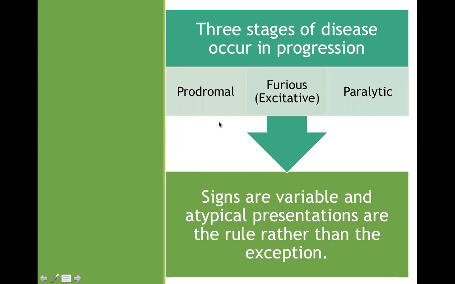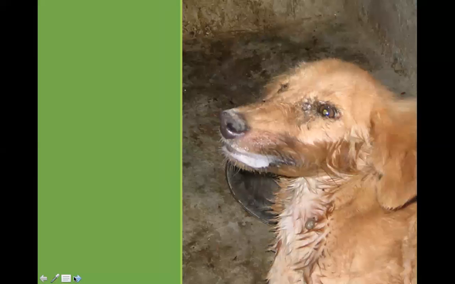And the signs here, there's the prodromal phase, but I think what most people think about is the furious phase. And then it would advance to the paralytic phase. When we see them, think about a rabid dog: drooling and growling and extremely aggressive, twitching, but eventually it's going to progress to a paralysis. So it can be variable.